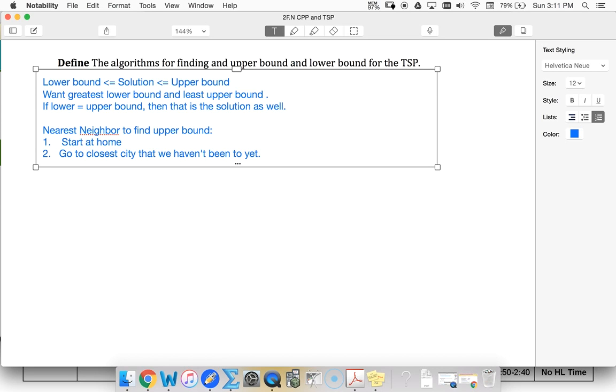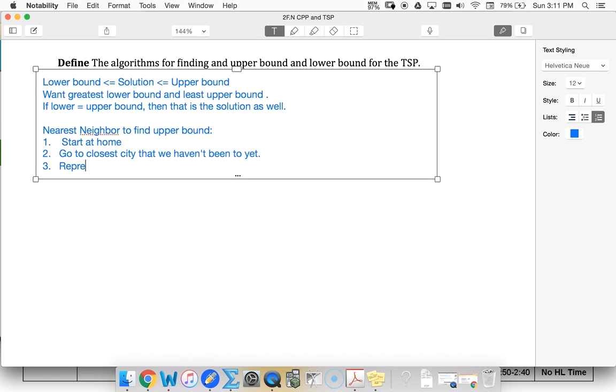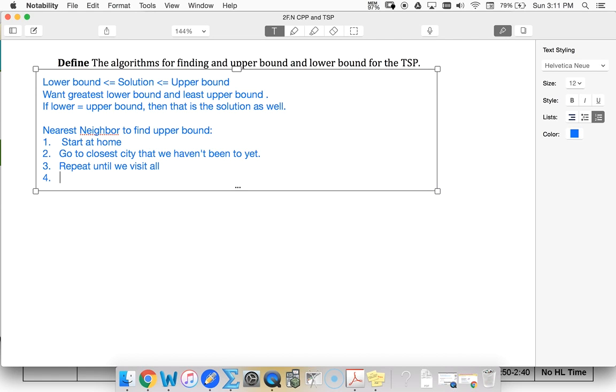So of course, when you start, that's going to be the city with the least weight. But after you've started, then you're going to go to the next closest city that you haven't been to yet. So we're repeating that until we visit all. And then we go directly home.